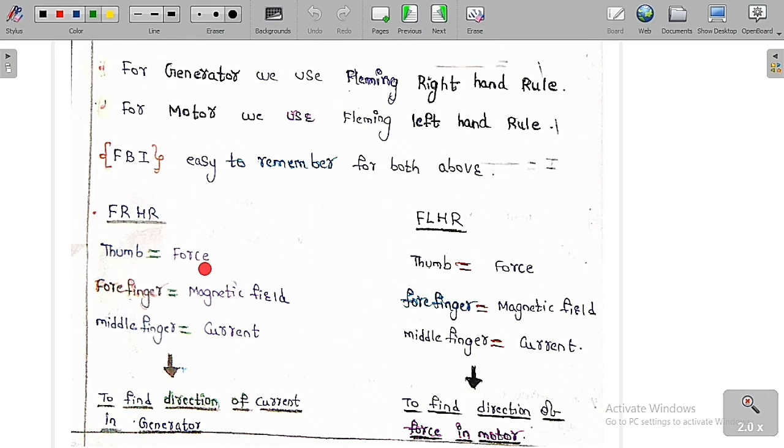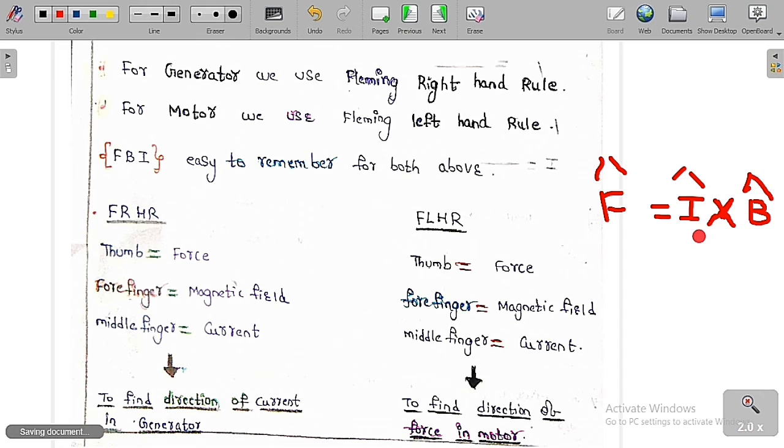This force is called the mechanical torque or mechanical force, and this is called the electrical force or electrical torque. So F cap is I cap cross B cap. This is the general formula that you can remember. B cap is the direction of the magnetic field, I cap is the direction of the electric current, and F cap is the direction of the electrical torque or electrical force.